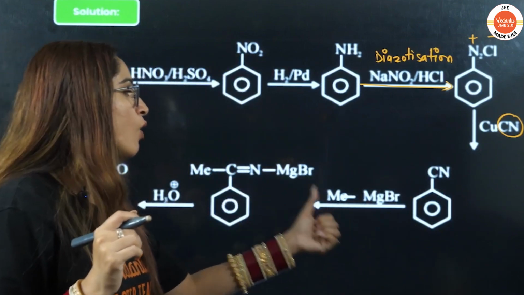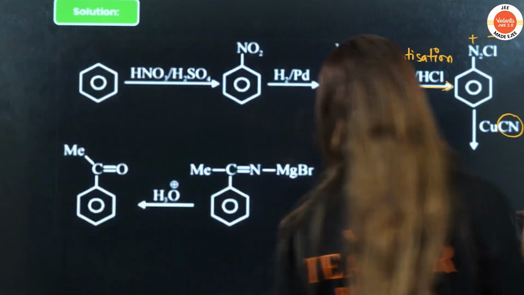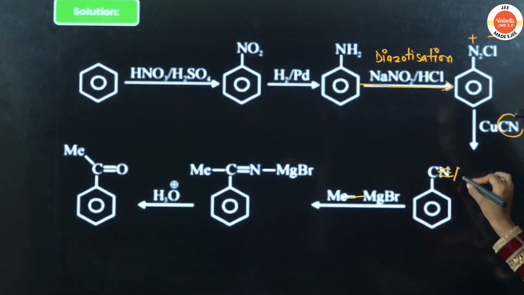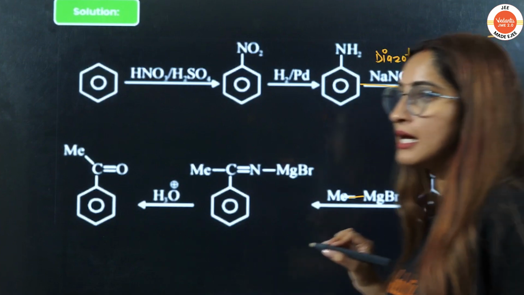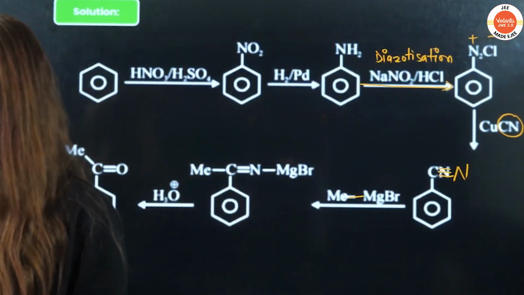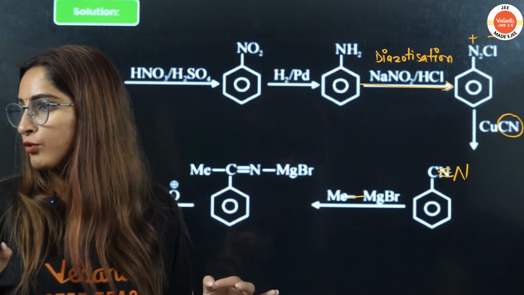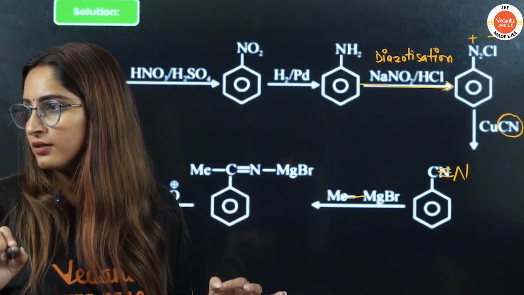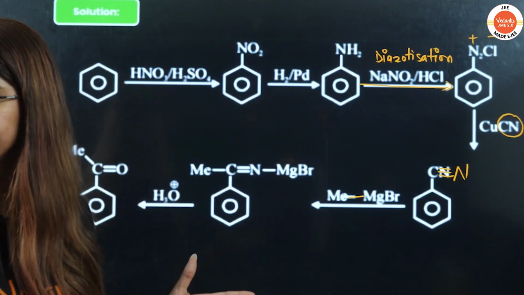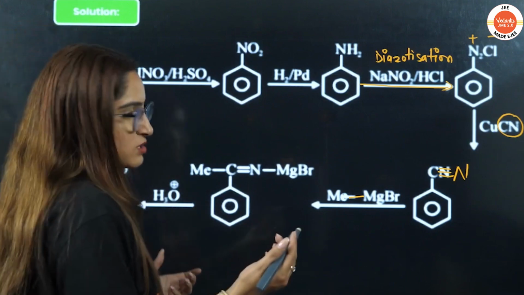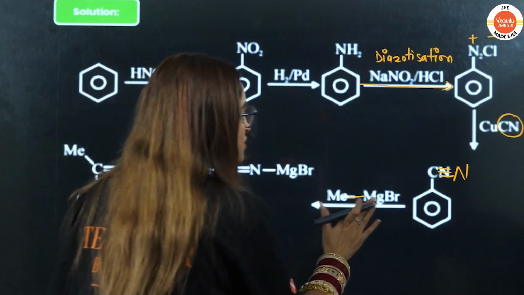Now, after this, a very important point is when you react this with a Grignard reagent. Here you have C triple bond N. When you react this with a Grignard reagent, I think there is some kind of lagging. I don't know why. I'm so sorry, I don't know why there is lagging here. So please adjust.